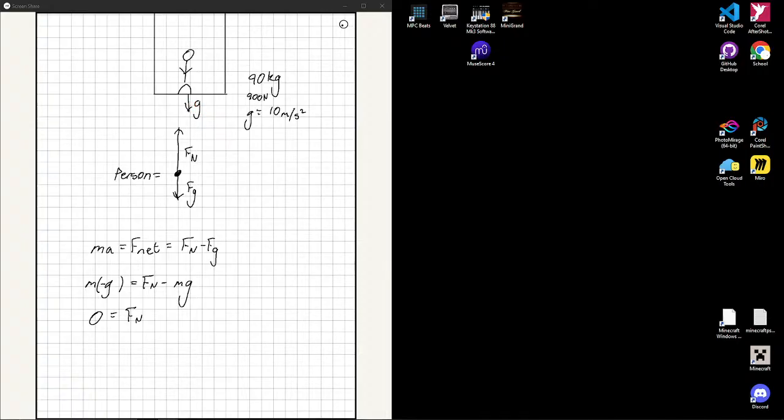So that means the elevator's in free fall, but so will the person be. So you can kind of float around inside of it. You'll feel like your stomach's dropping. But if the elevator accelerates any faster than that, you'll end up hitting the ceiling of the elevator.